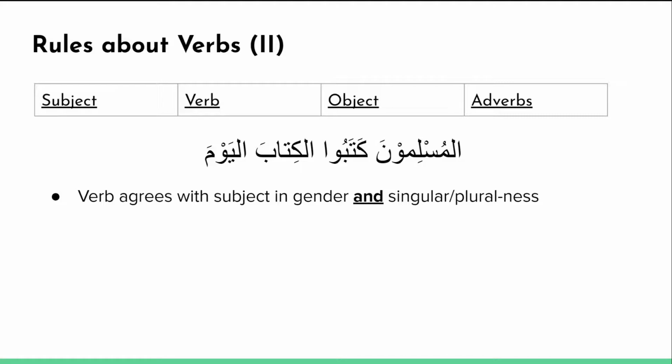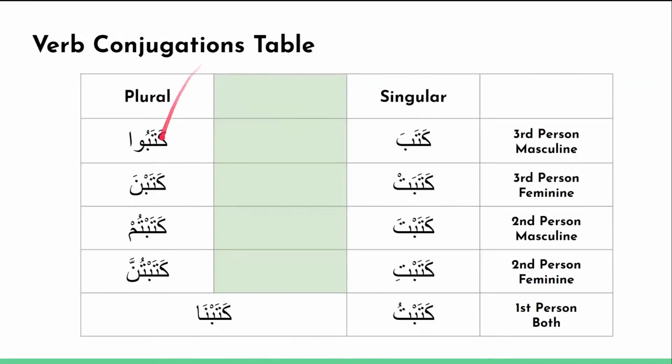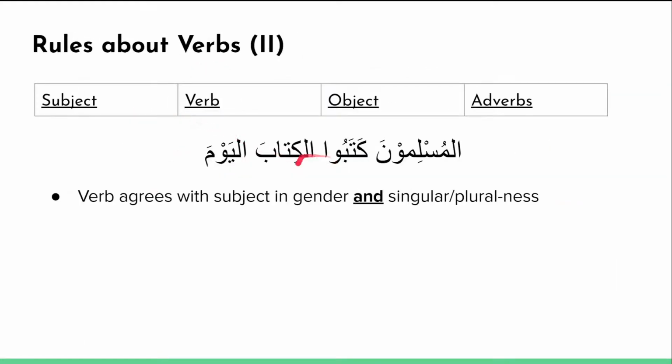However, if the verb appears after the subject, we said this can also happen, just like it can happen in English, but it's rarer, then the verb agrees with the subject in the gender and the singular or pluralness. So al-Muslimuna katabu, we have to use the plural form. They wrote the book today.